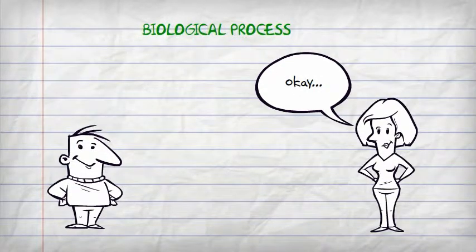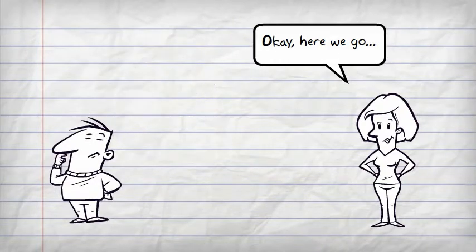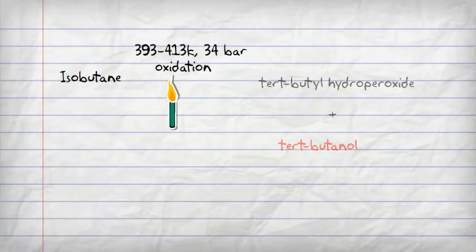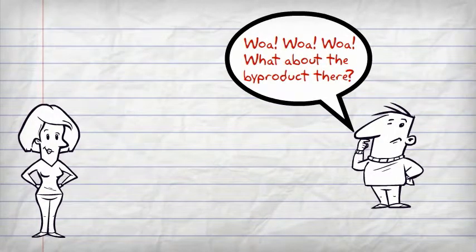Okay. Please elucidate the rest as well. Okay, here we go. Isobutane gets oxidized to tertiary butyl hydroperoxide. The temperature of the oxidation process is 400 Kelvin, which, in the presence of a molybdenum naphthenate catalyst, epoxidizes propylene to propylene oxide. Whoa. What about the byproduct there?